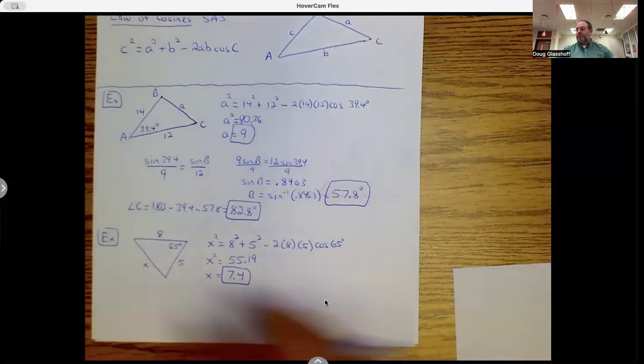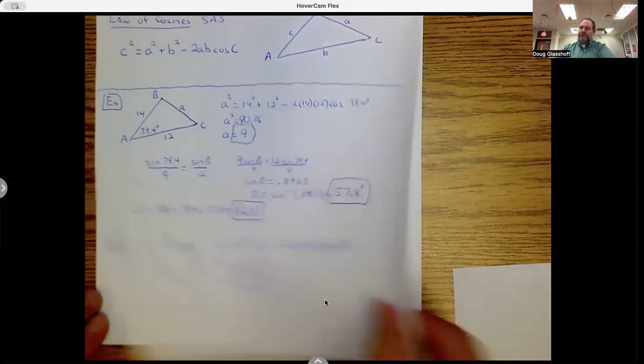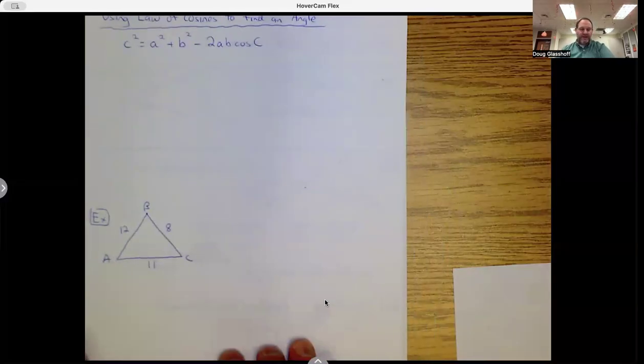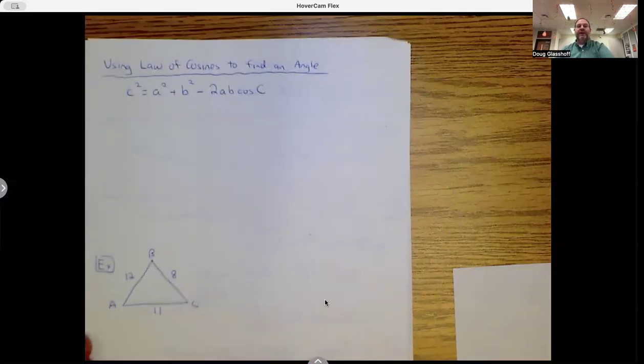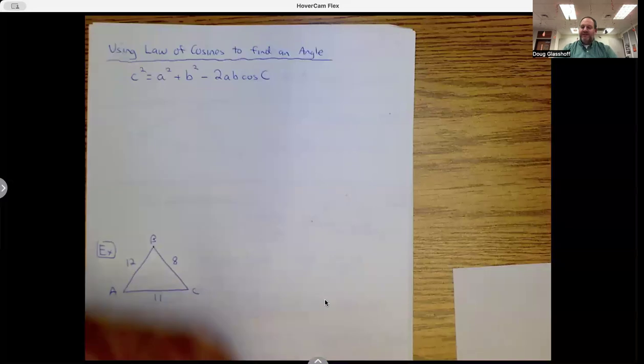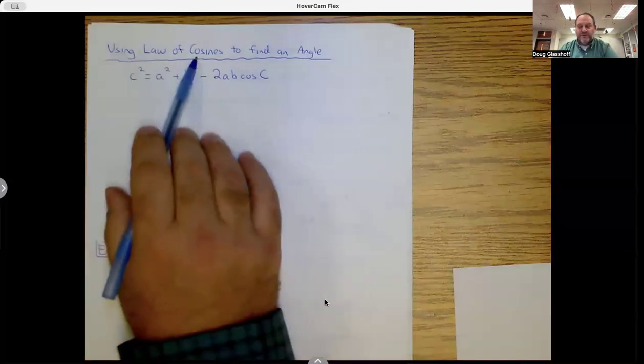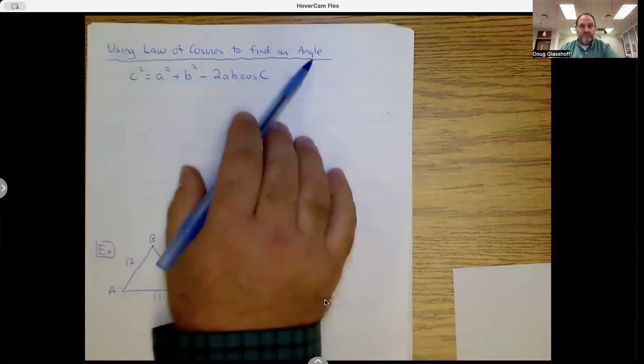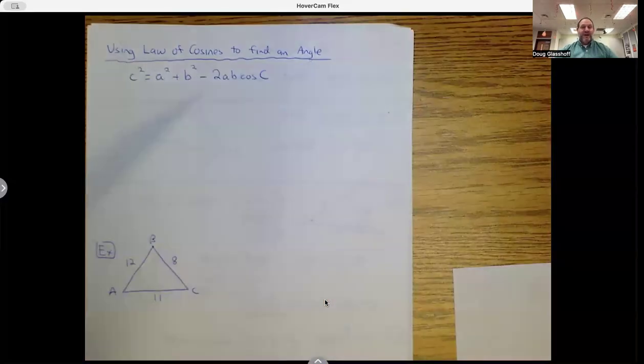Okay. Let's take a look at another idea here. So for this, there's another use for the law of cosines, and that is we can use the law of cosines to find a missing angle. Okay. And what I mean by that is we don't have any angles. And that's very common in triangles. You might have all 3 sides, but you don't have any angles. So this is very powerful to do.